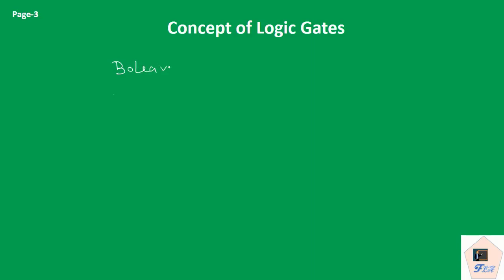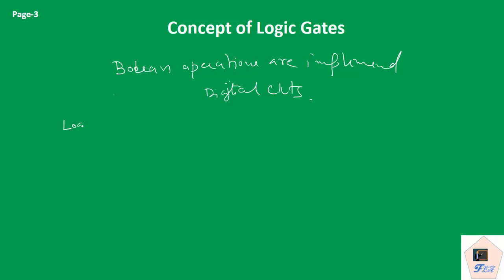through digital circuits. Now what are these digital circuits? These digital circuits are known as logic gates. Logic gates are digital circuits with one or more inputs. A logic gate can have a single input or it can have multiple inputs.